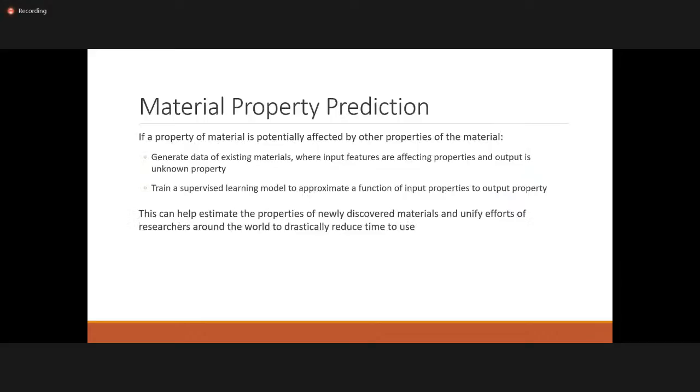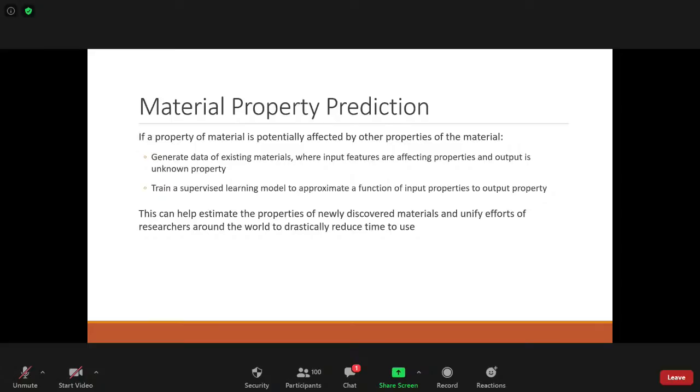Here's an example that I was able to read about. We can actually apply machine learning for material property prediction. If a certain material has a set of predefined properties, and we know that those properties are affecting a different property that you're attempting to research, if we're able to gather a large set of data that maps those existing properties to the new property, you can generate a sort of labeled data set. If you can map that labeled data set to a supervised learning model, since supervised learning models work well with labeled data sets, you can then train a function to estimate the value of that new property without ever having to test it initially.